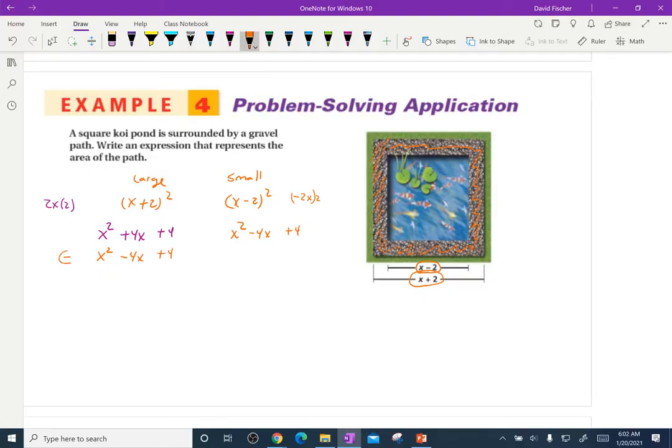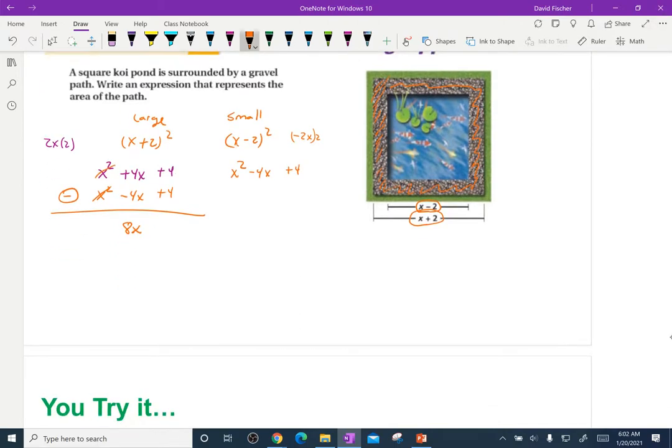And now I want to subtract these guys, very important. Large square, take away the small square. So x squared minus x squared is nothing, they cancel out. 4x minus minus 4x, minus minus becomes a positive, so it's going to become 8x. And 4 minus 4 is nothing. So my final answer is 8x.